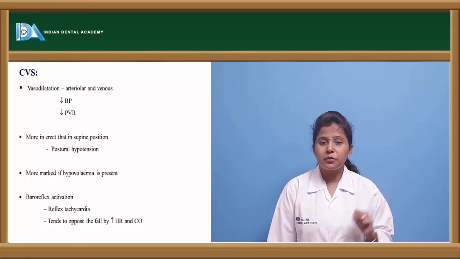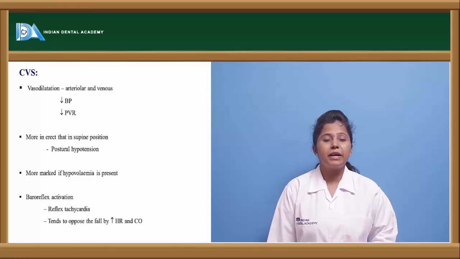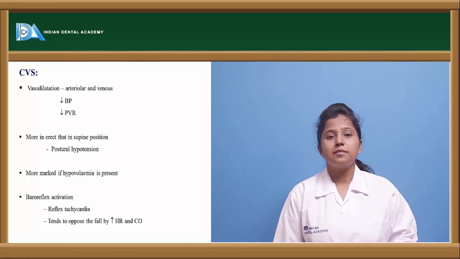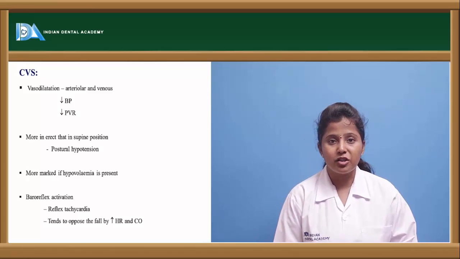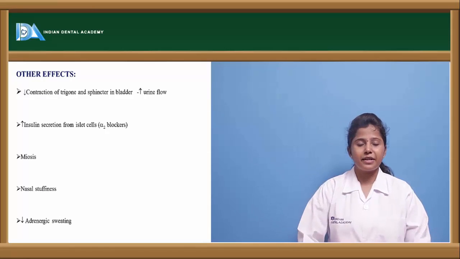So fall in blood pressure as well as rise in blood pressure can be observed with alpha blockade itself, but based on the selectivity towards the receptors. And it is also observed that there will be a hypovolemia condition if there is any alpha blockade. What are the other effects?